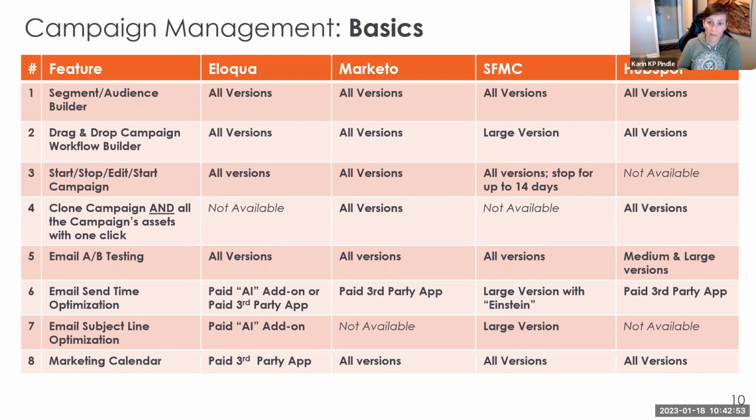With Salesforce Marketing Cloud, it's included with their large version. It's their Einstein feature. And then HubSpot, you would have to use a paid third-party app like Marketo. There's no out-of-the-box feature for it.